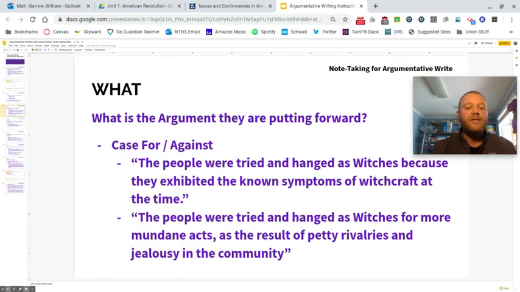The case against that was that people were tried and hanged as witches because of actually things like rivalries or jealousy within the community. Maybe you didn't like someone and you accused them of being a witch to kind of get back at them or teach them a lesson or something like that. And so the argument on either side is, one, people were legitimate in their beliefs of witchcraft and they definitely died because people thought they were witches. Or two, people just used the idea of witchcraft to get at their enemies, more or less, right? So that was what the arguments are.